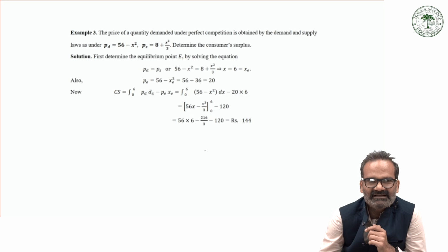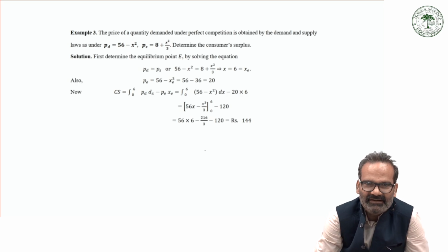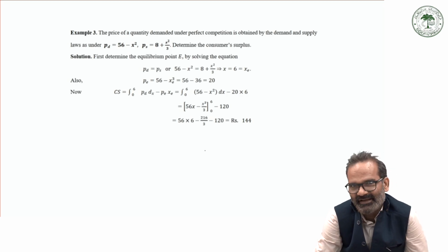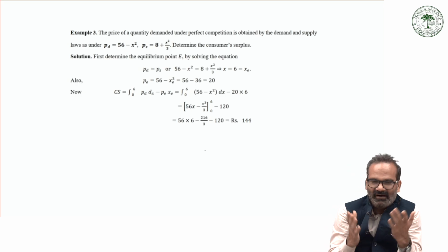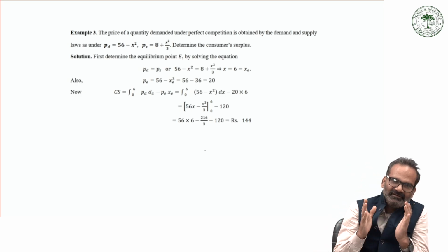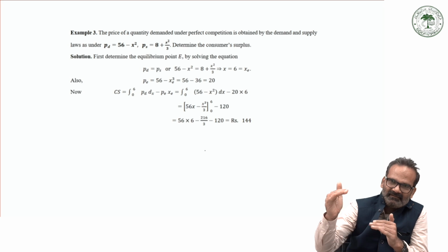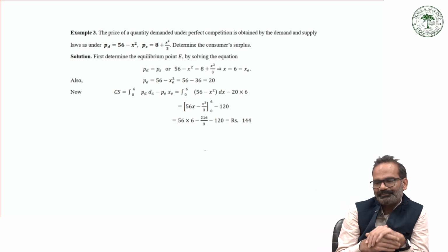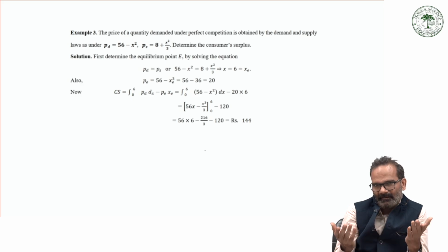Now look at the next case. The price of a commodity demanded under perfect competition. Now this is case 1. I have told you, or we have discussed, we can determine the consumer surplus under 2 conditions also. Perfect competition as well as under the monopoly.